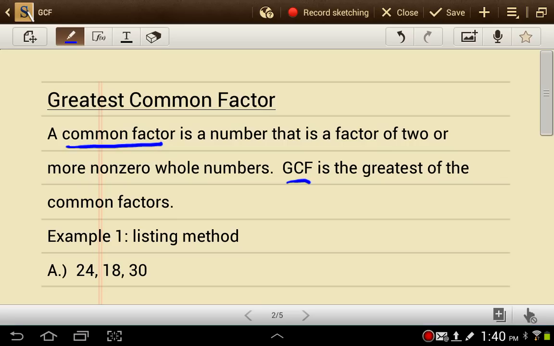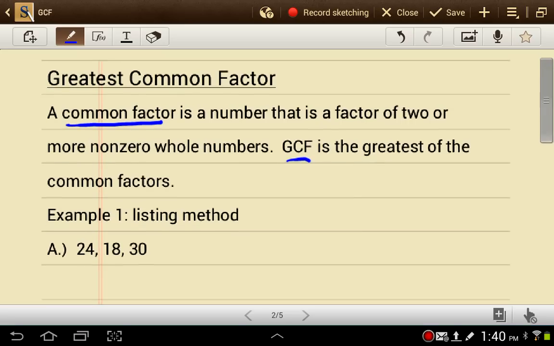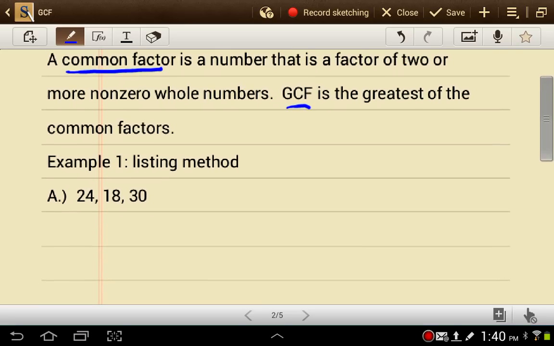So let's go over our first example here, which is the listing method. I'm going to scroll down here a little bit. The listing method is something I'm going to teach you guys. It's quick and it's easy to use, but with the sheets we made the other night, you're not really going to use the listing method for too many of your problems.